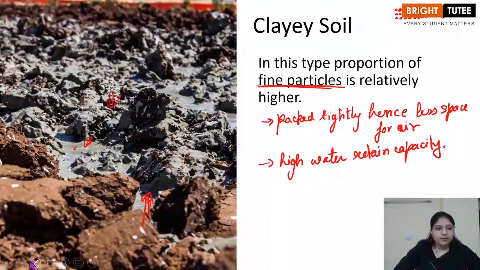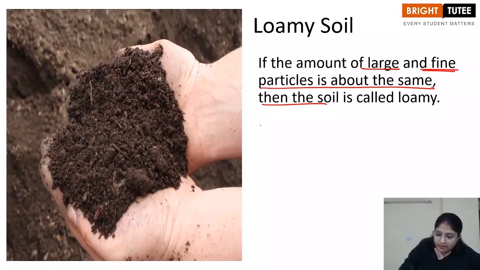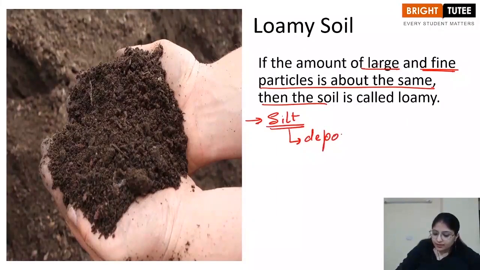Now, moving on to the next type, that is the loamy soil. This is the soil which has an equal amount of large and fine particles, right? So it has both the large and fine particles in the same proportion. But apart from the large and fine particles, it also has a special kind of particle that is called silt. Now, what exactly is silt? Silt is a kind of particle which is deposited in river beds. So this kind of particle is seen in the river beds.